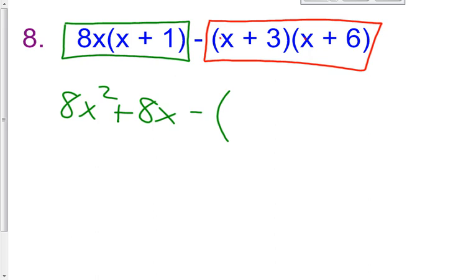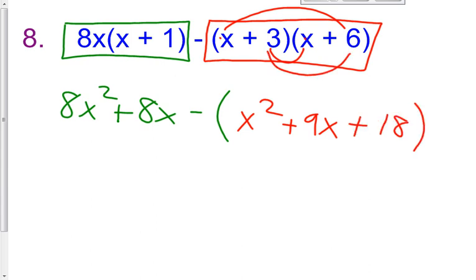X multiplied by x is x squared. Here we would have a positive 6x. Now follow me here, class. I hope we can do this all in one step. Here we have a positive 6x, and here we have a positive 3x, making a positive 9x for my O and my I term, my outside and my inside in the FOIL part. And then the last, we have 3 times 6, making 18.